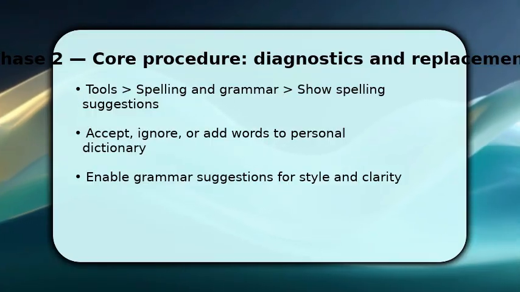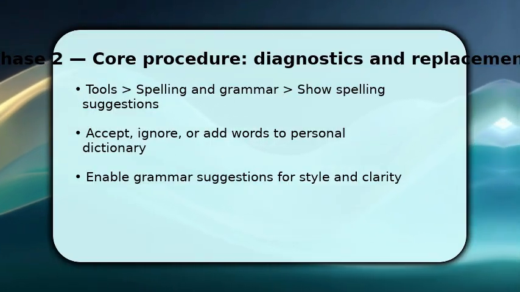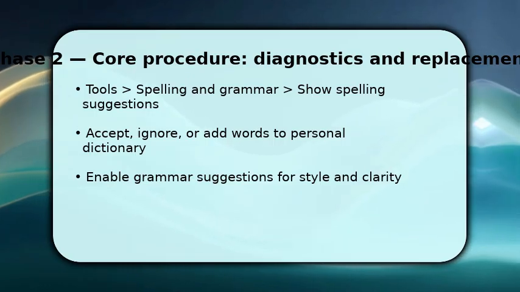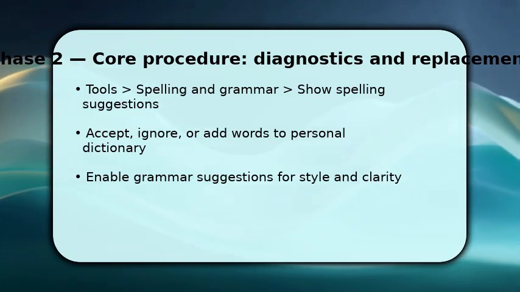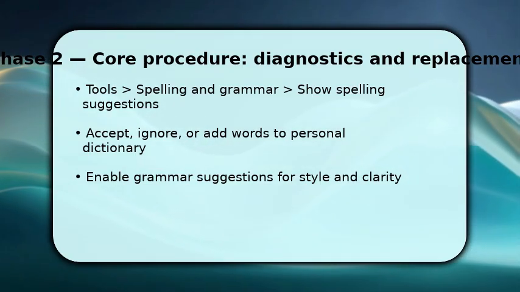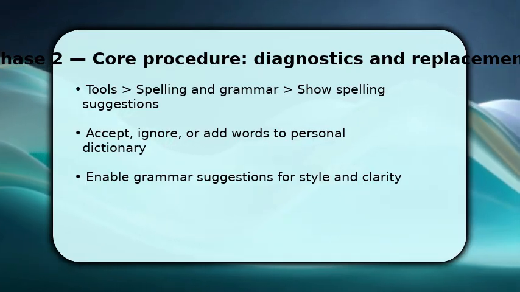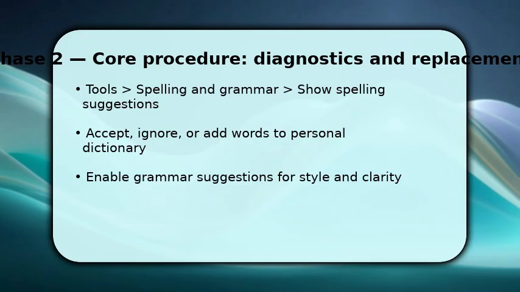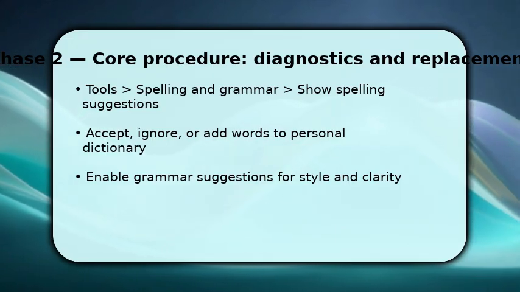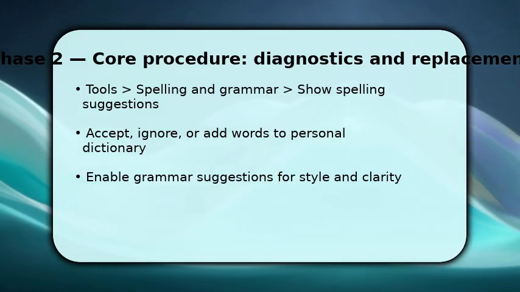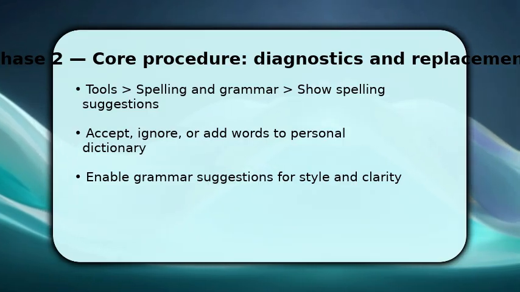As suggestions appear, accept changes for quick fixes, ignore single instances, or add technical terms to your personal dictionary to prevent future flags. Make sure grammar suggestions are enabled if you want style corrections as well. This helps with sentence clarity and agreement. If a suggestion seems wrong, click the three-dot menu for alternatives.